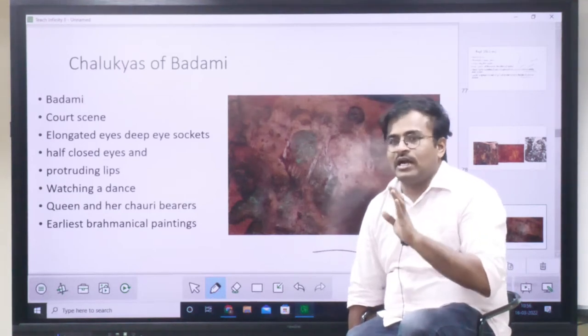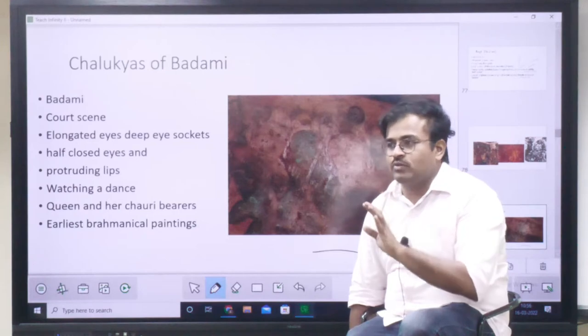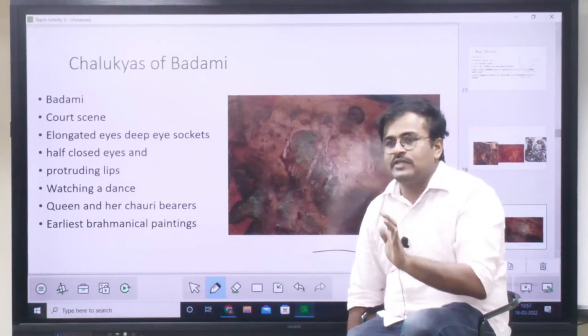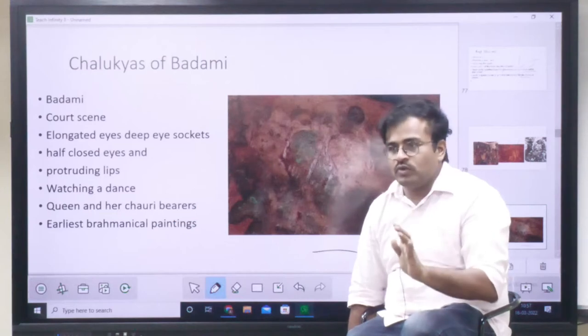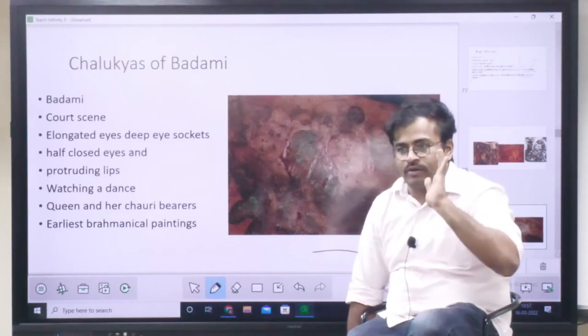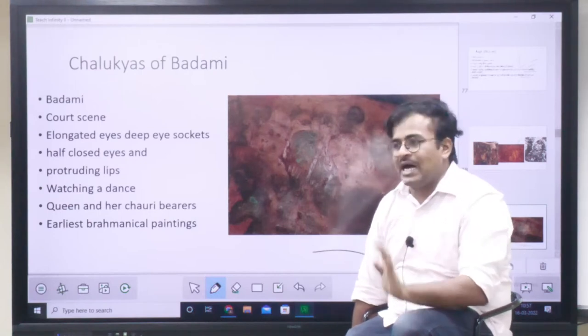And Aihole, Pattadakal and Badami, three places, there are some paintings which are drawn on the walls of caves and temples. And in these paintings, there is a court scene which shows Pulakesin observing a dance. That is the only thing that you need to remember. Apart from this, nothing else is going to be asked.